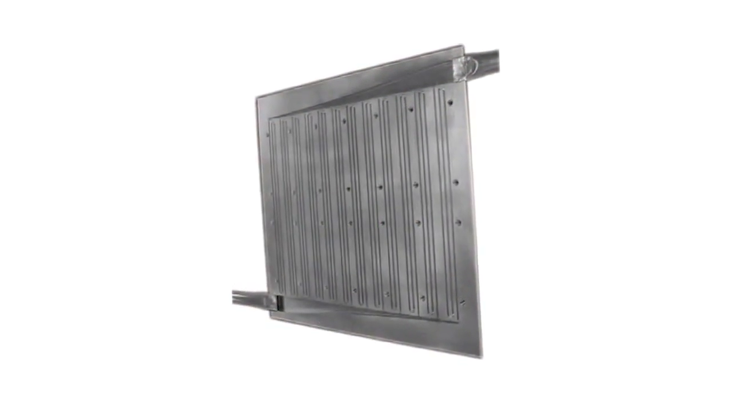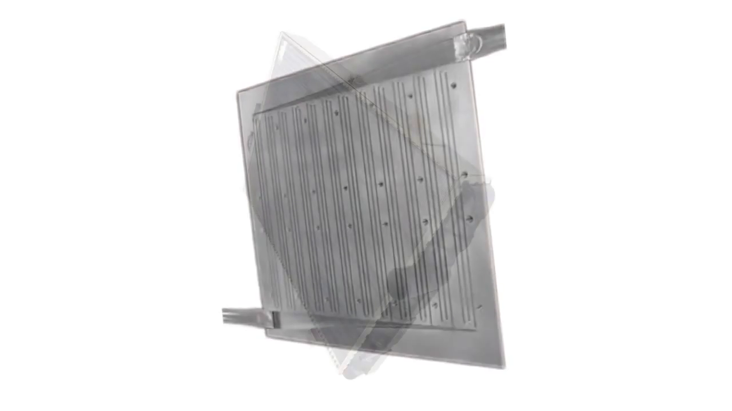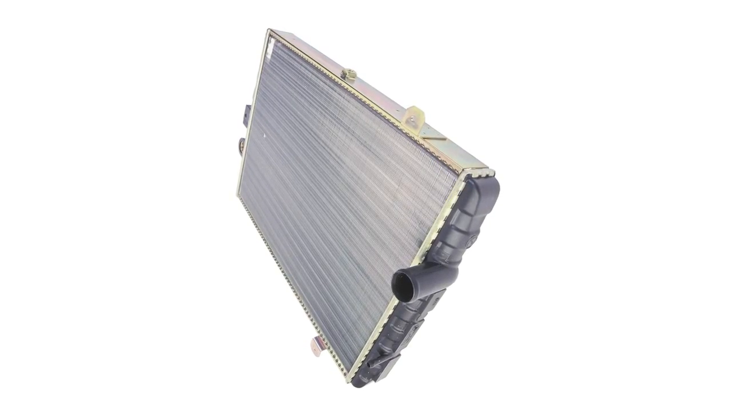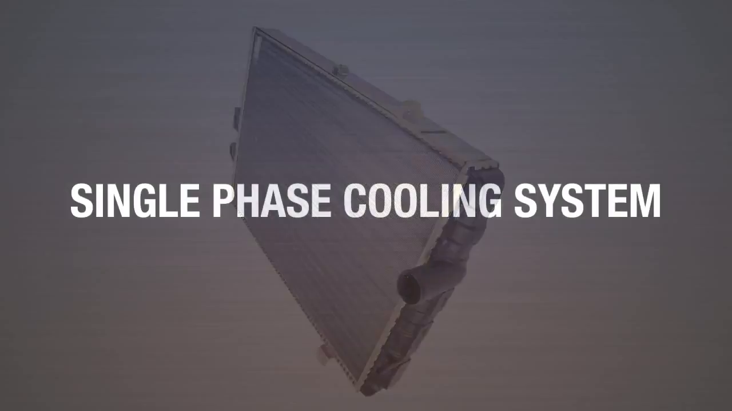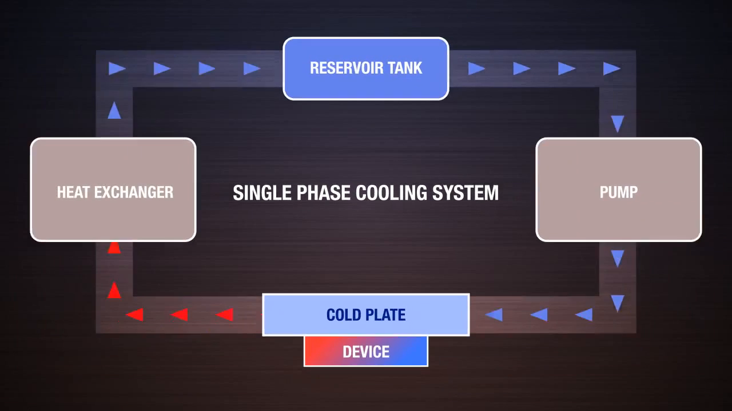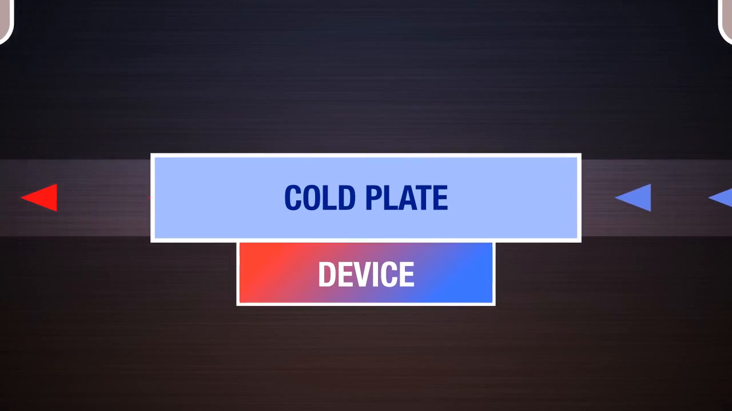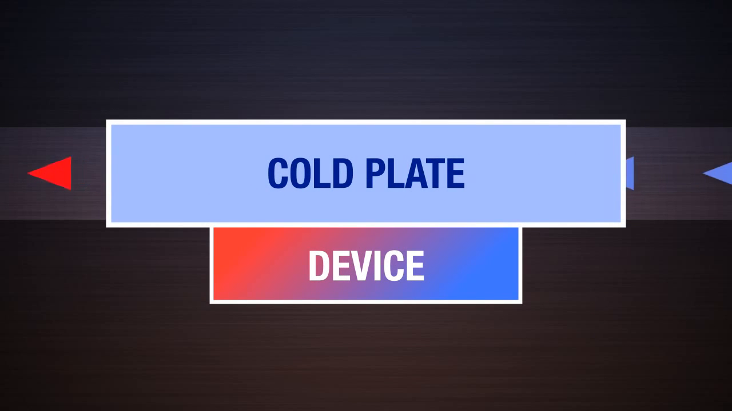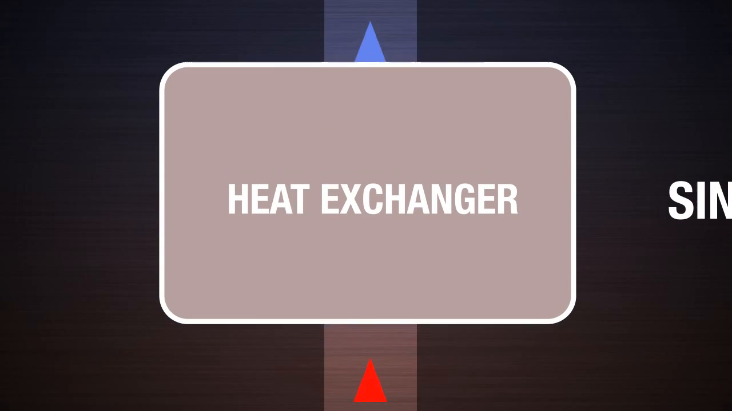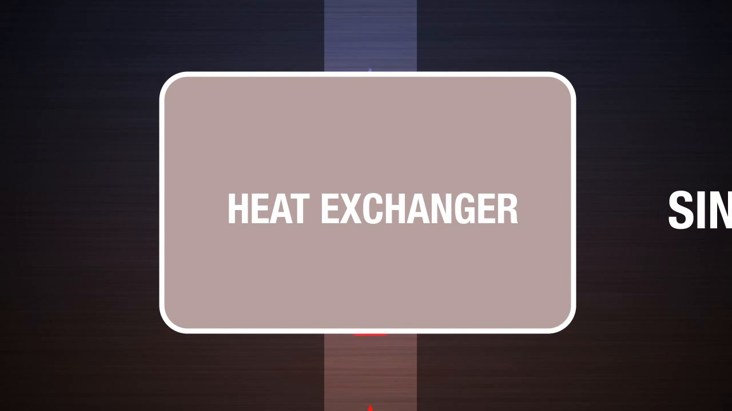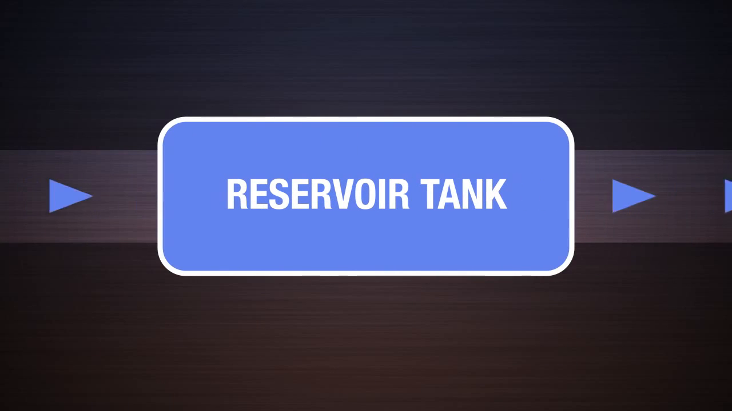Most engineers are familiar with pumped single-phase cooling. It's used in car radiators and as cold plates to cool electronics. In these systems, a fluid, such as water, ethylene glycol, or a refrigerant is circulated from a pump through a cold plate where it removes the waste heat from the device. The working fluid, now at an elevated temperature, goes to a heat exchanger where the waste heat is dissipated. The working fluid then goes to a reservoir tank where it is ready for the next cycle.